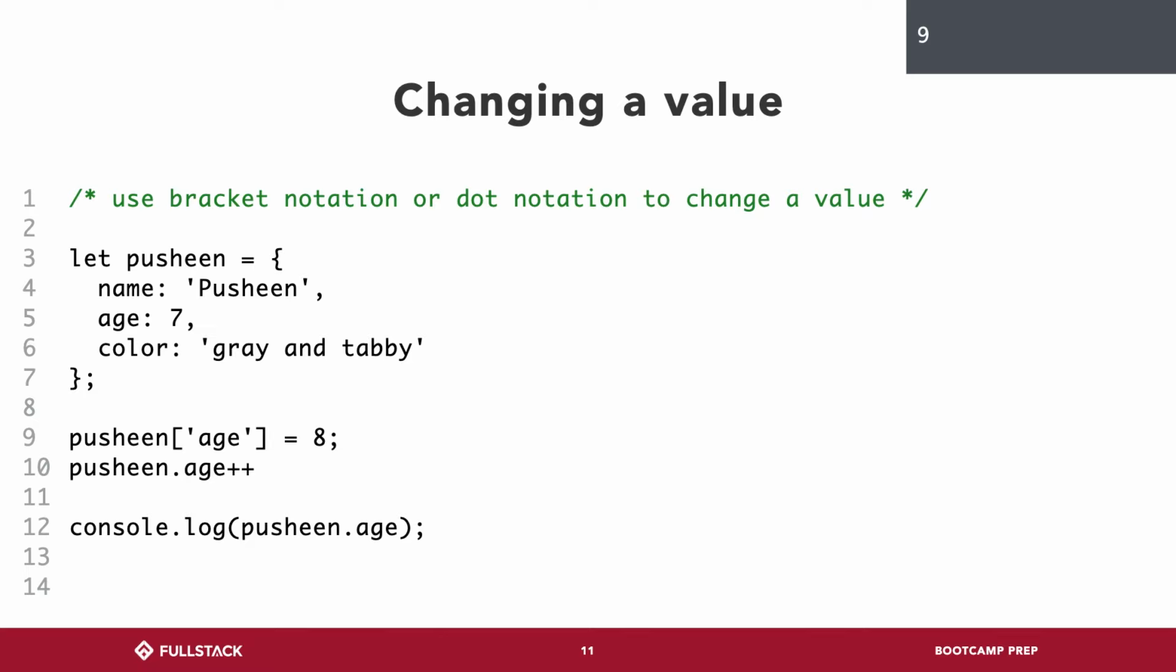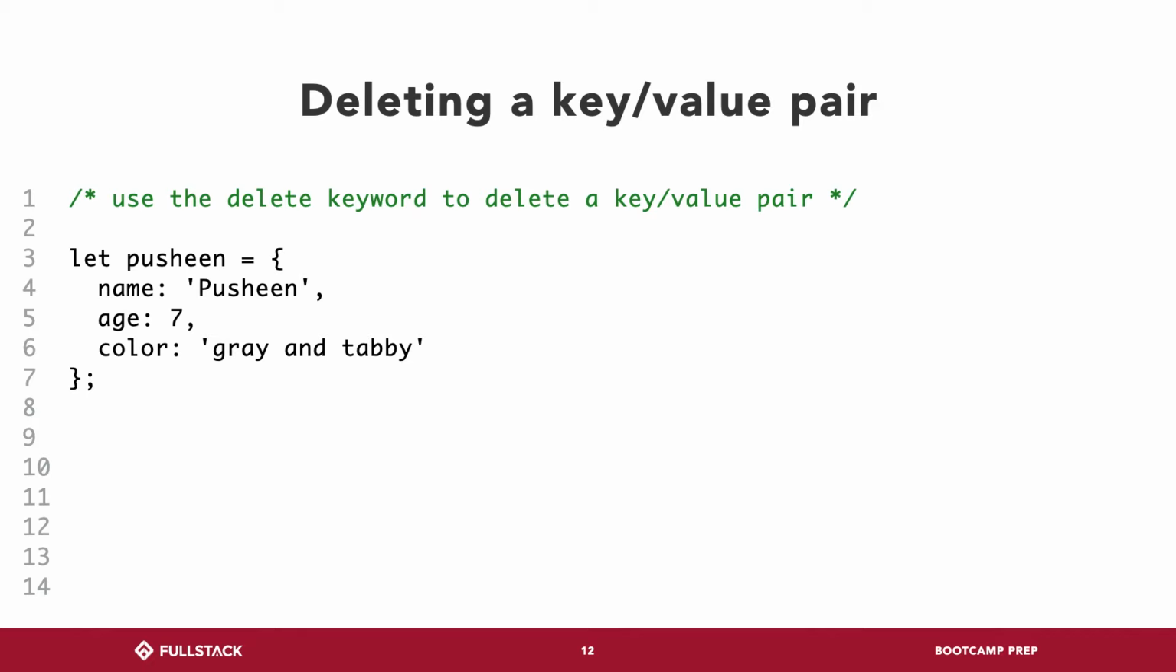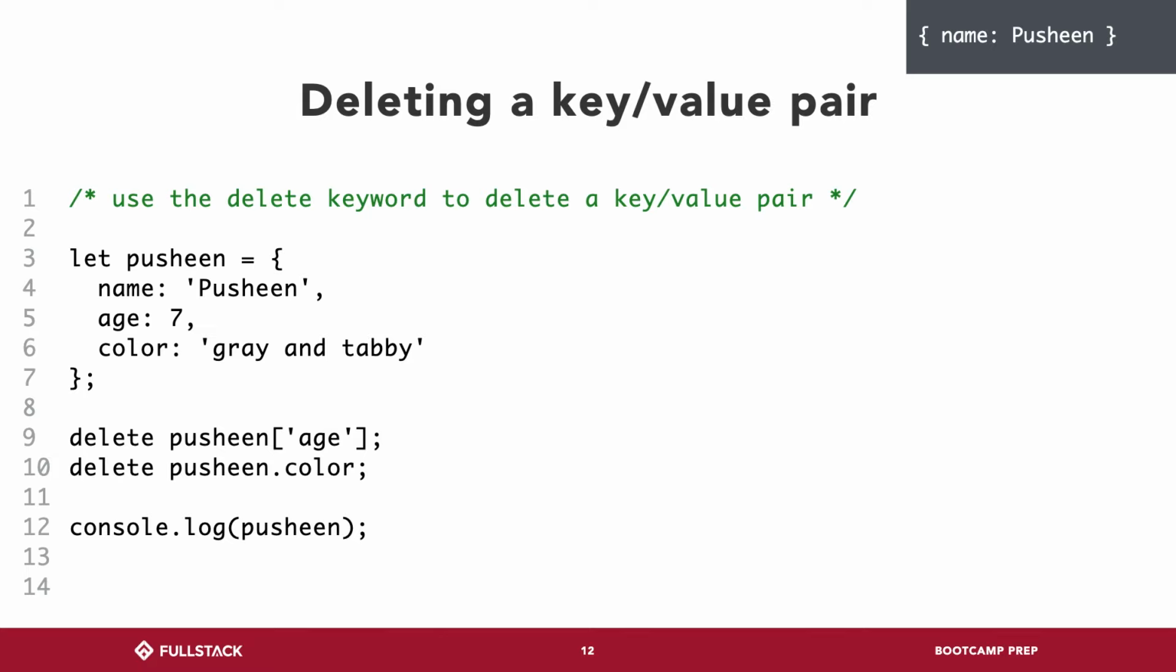Deleting a key value pair. Use the delete keyword to delete a key value pair. Let pusheen equal the Japanese cat. Delete pusheen of age, delete pusheen.color. All that's left is the name. This is straightforward, right? It's plain English: delete this, delete this.